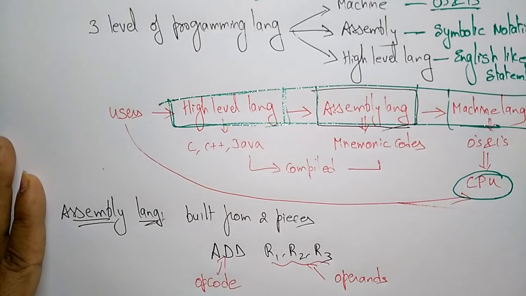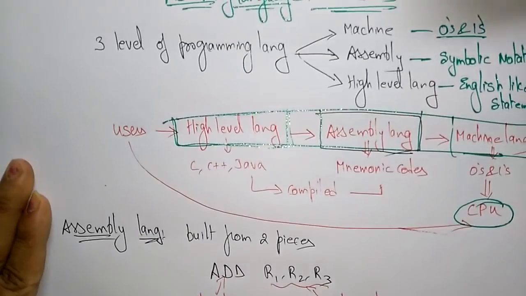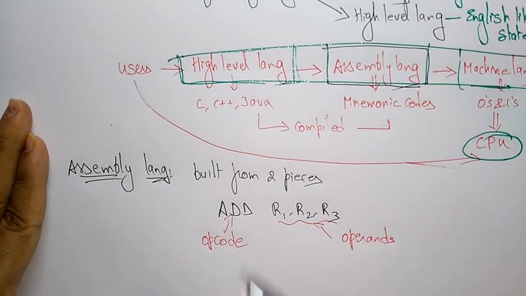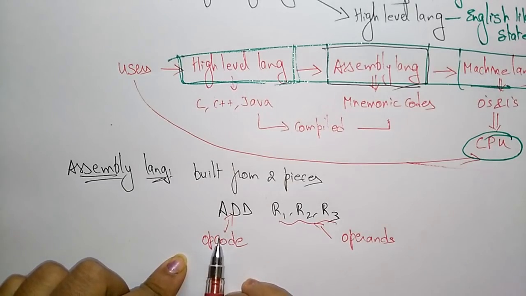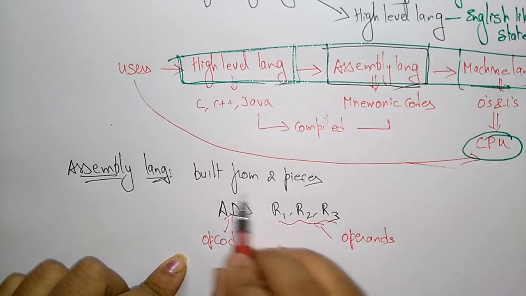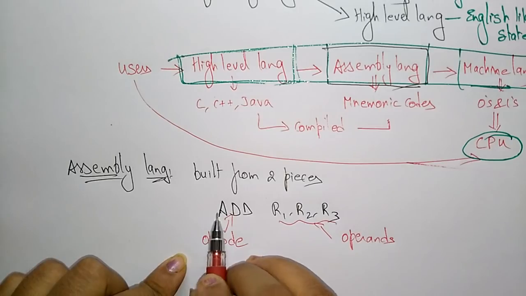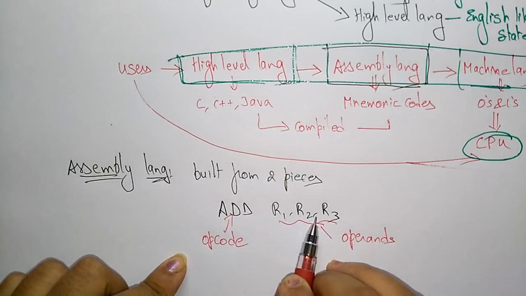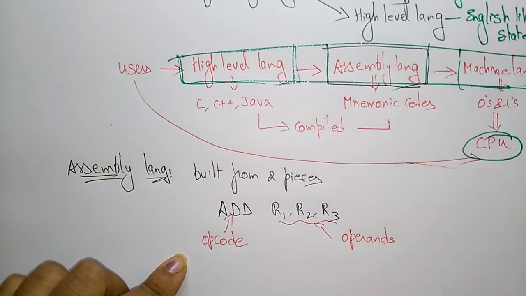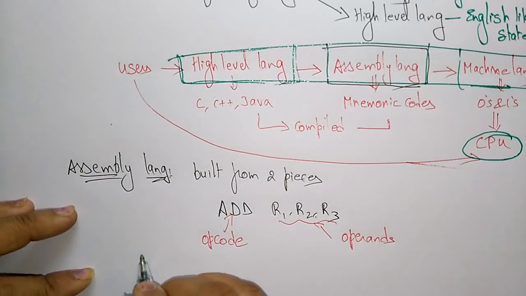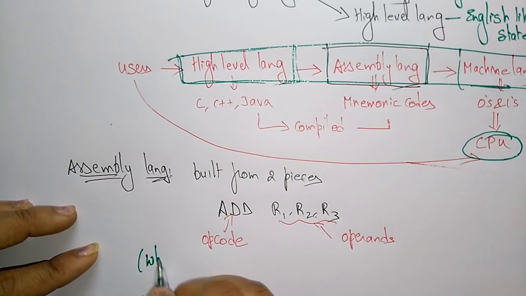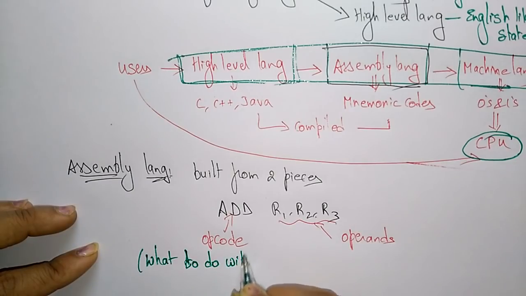Operands are nothing but the variables, the names of the data items, meaning the data that is stored in these registers. So this is the opcode, what operation has to be performed. What operation here? Addition has to be performed, meaning R2 and R3 should be added and the result will be stored in R1. So this is a representation of an assembly language instruction. Here the opcode is saying what to do with the data.